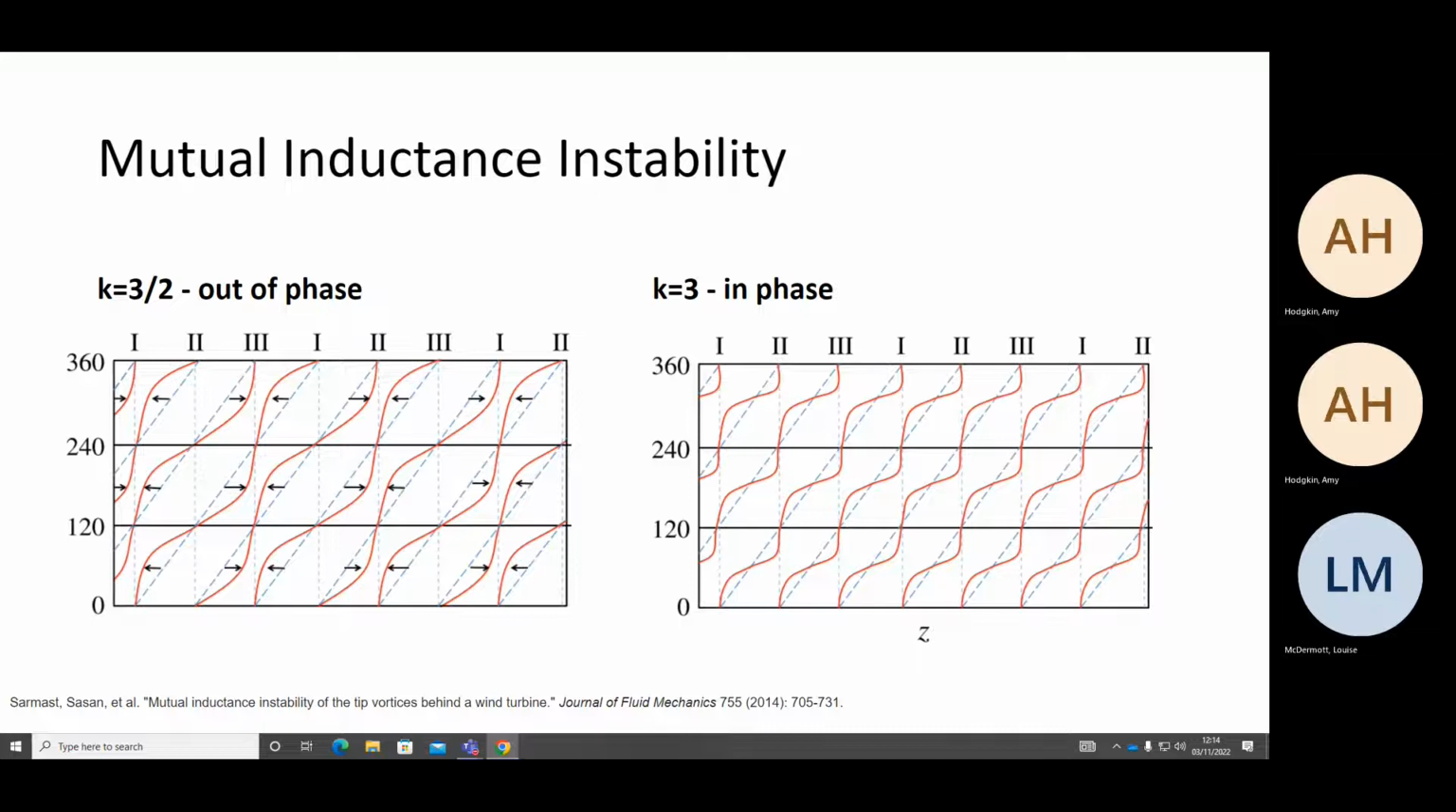Whereas on the right, when you have in-phase perturbations, the neighboring perturbations do not pair and interact, so they don't break down. Of course, if you have partially out-of-phase perturbations, this will also lead to breakdown, but less intensely than if it's fully out of phase.